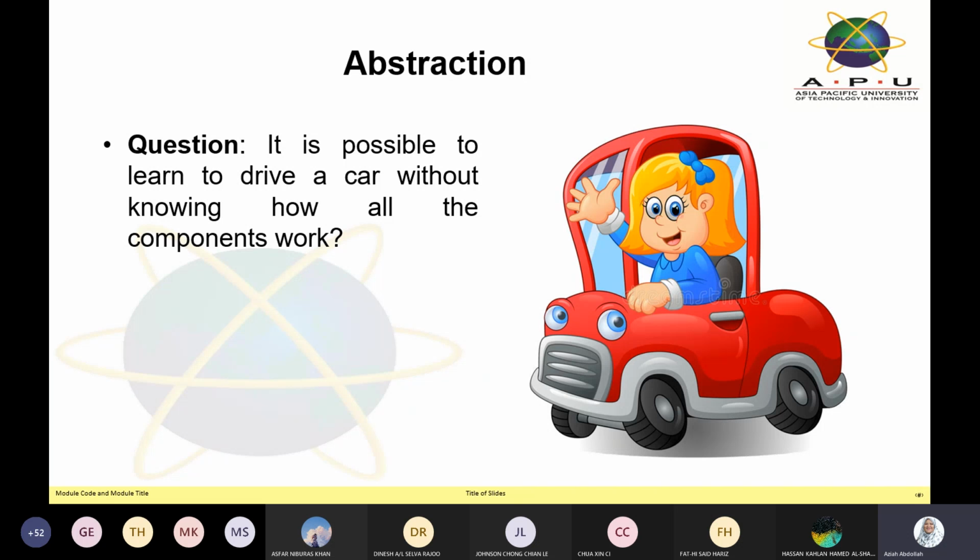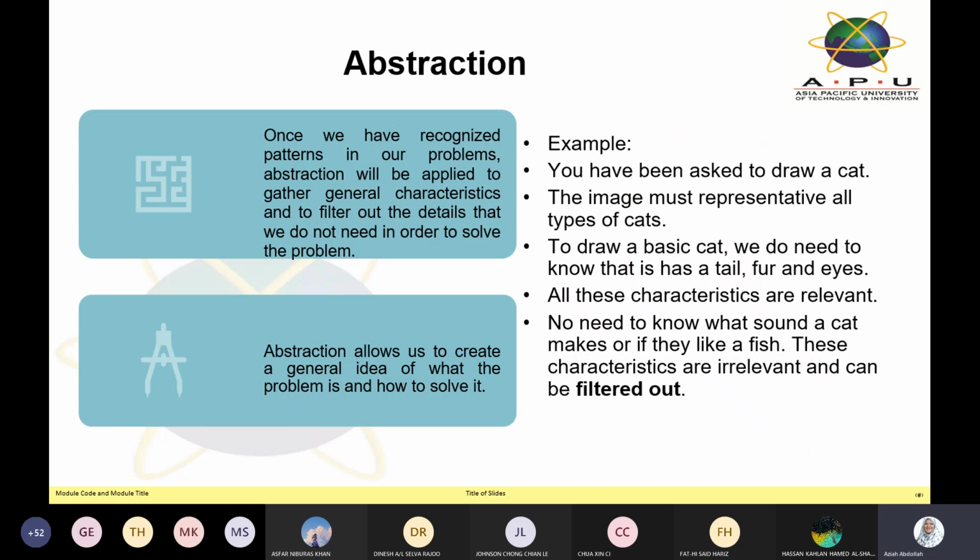So in this abstraction, we just know the important one. Just like if you want to draw a cat, the image that you draw must represent all types of cats. That means including maybe the Maine Coon, the British Shorthair, the American Shorthair, maybe the Persian. But the image that you draw represents all types of cat.